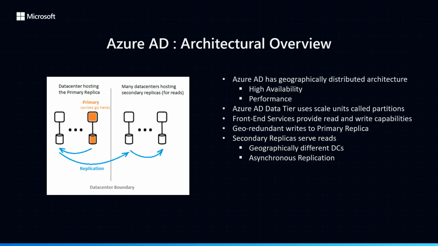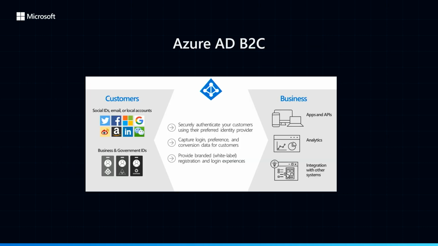The secondary replicas are located in geographically different data centers to provide high availability. The replication of data to these data centers is done asynchronously. For scalability for reads, we add more secondary replicas, and to scale for writes, we add more partitions. Now, a tenant in Azure AD is the instance for an organizational unit and all the objects that come underneath it. In Azure AD, a tenant spans a single partition.